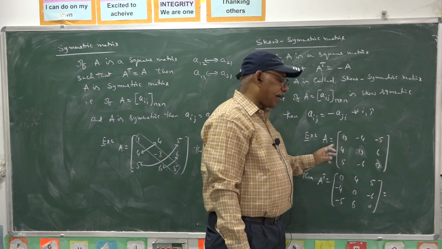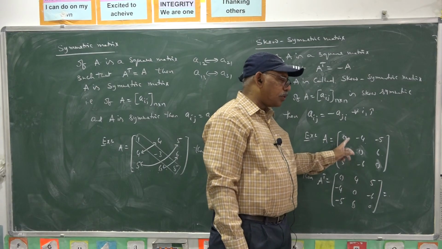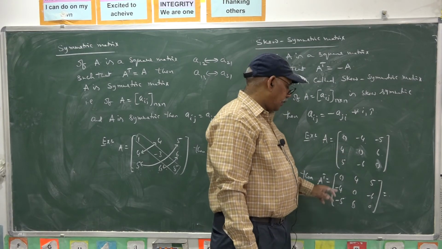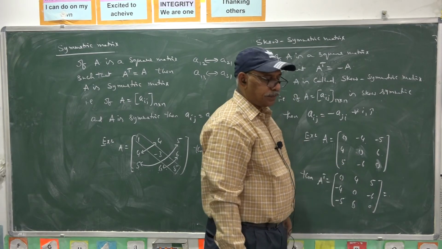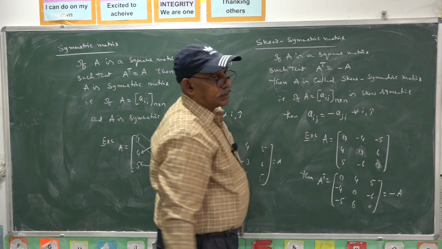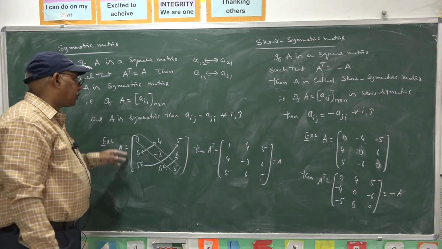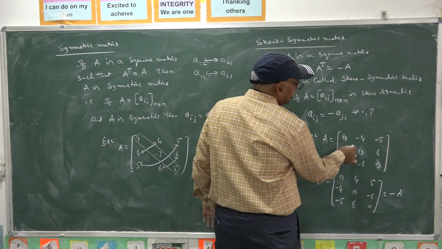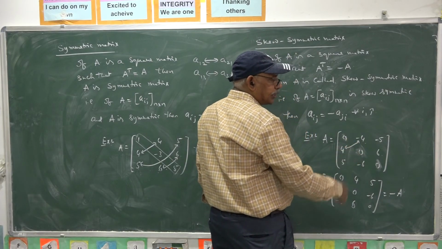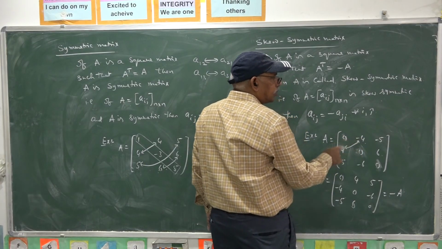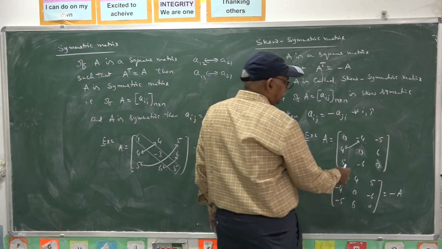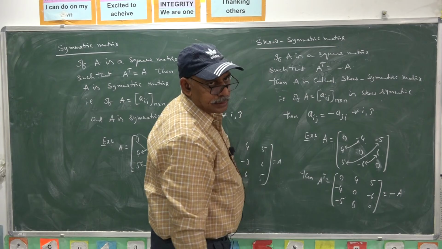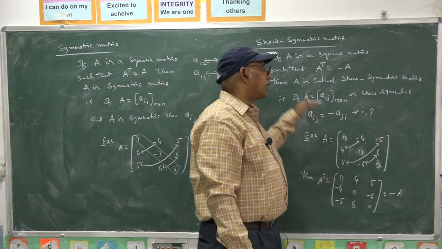Multiplying A with minus 1, minus A is 0, 4, 5; minus 4, 0, minus 6; minus 5, 6, 0, which is clearly the transpose. So, this is the example for skew symmetric, and the earlier one is the example for symmetric. You can observe that in skew symmetric matrix, these two elements are numerically equal and they are of opposite sign. Numerically equal means they differ in sign. Similarly, these two are numerically equal, they differ in sign, and similarly these two. And the principal diagonal elements are always 0 for skew symmetric matrix.